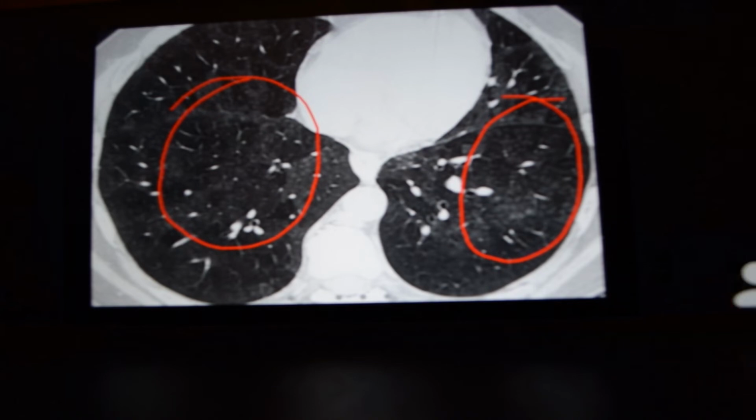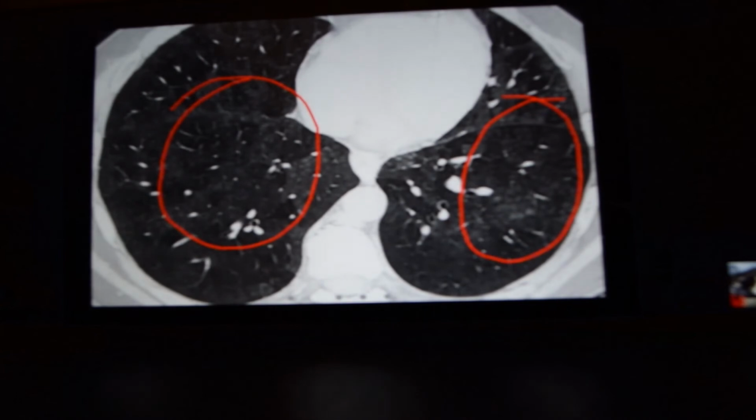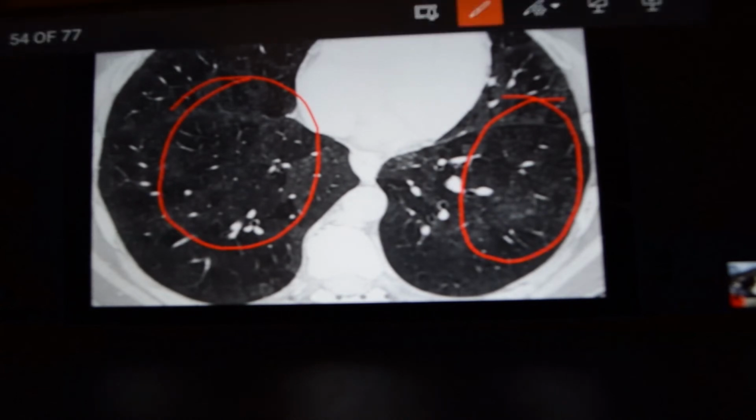Tram track. Then we call it crazy paving appearance. So here there are a few areas of crazy paving appearance. The rest of the other areas are ground glass haze.